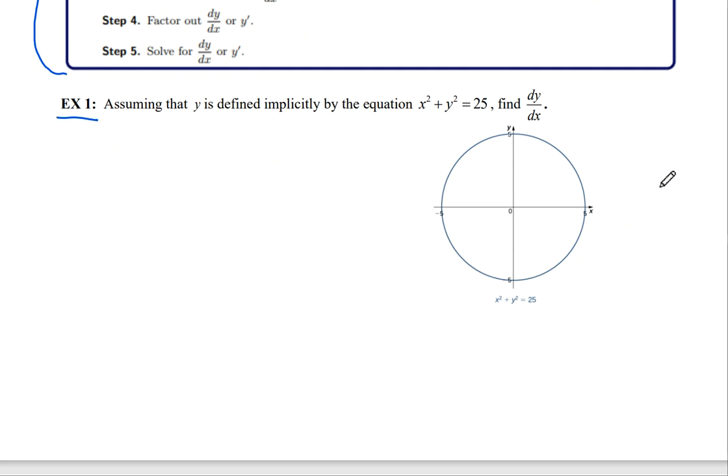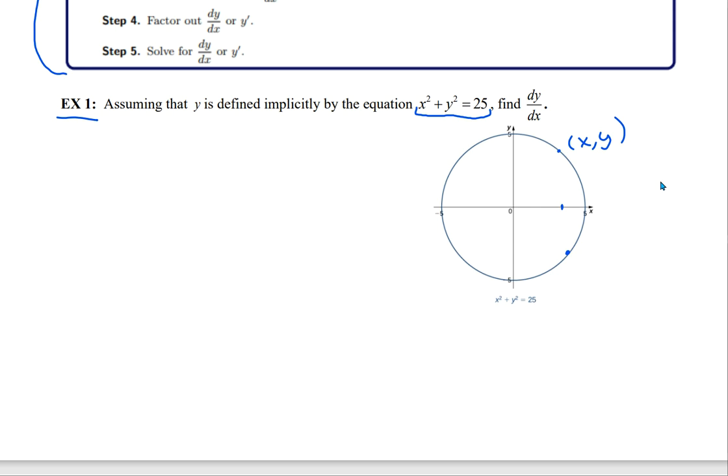The first one that has been selected is looking at assuming that y is defined implicitly by this equation, which is the equation of a circle with radius of 5. It's asking you to find dy/dx, which is the rate of change at any particular point on this circle. Every single ordered pair on this circle has an x and a y coordinate. But the x value will also have another y value associated with it.